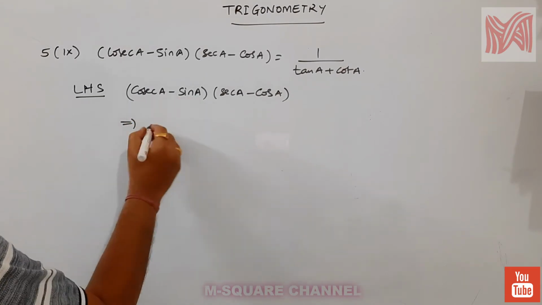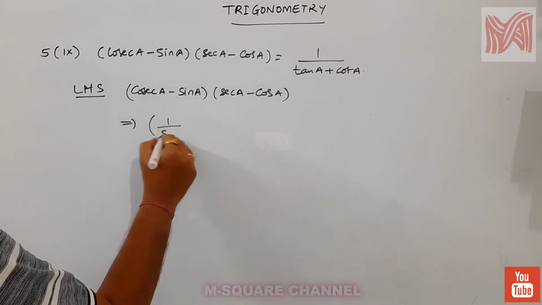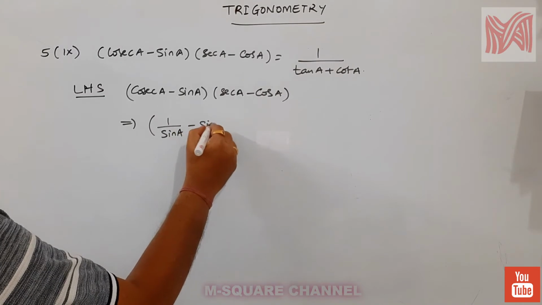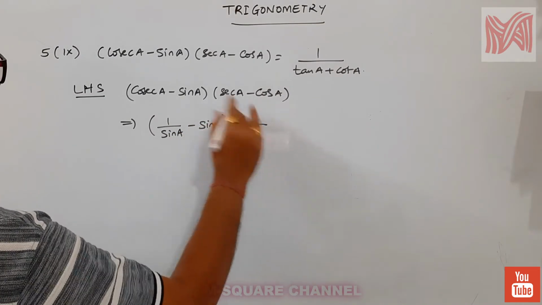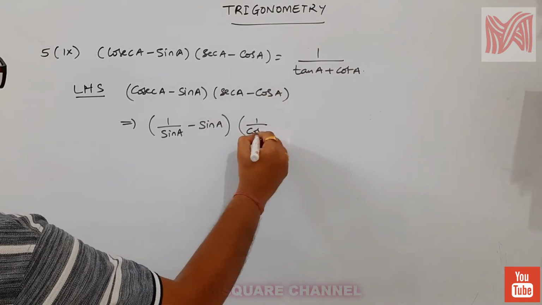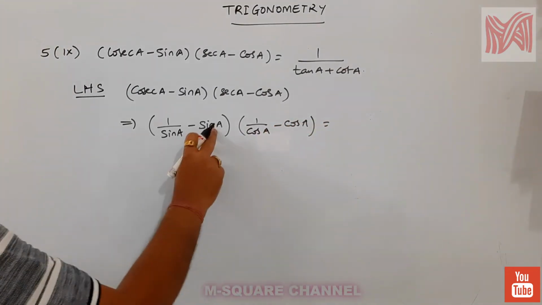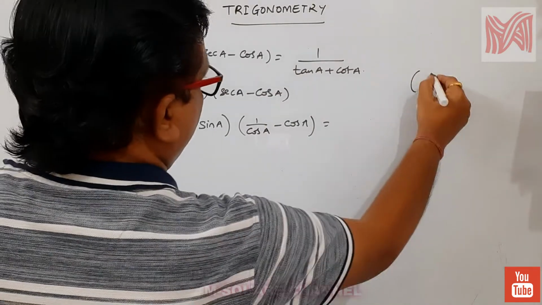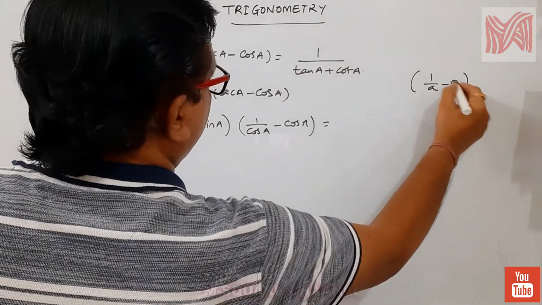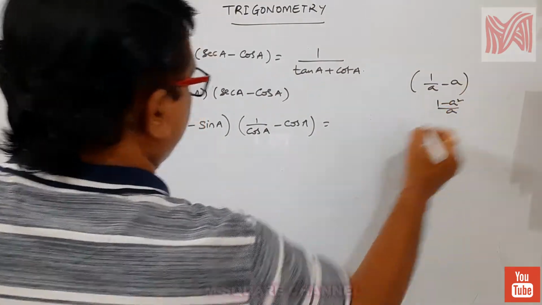Cosecant and sin are reciprocals, that's why you can write 1 by sin A minus sin A, and 1 by cos A, that is the reciprocal of cos A, minus cos A. Sin A into sin A, so simply 1 minus sin square A by sin A.